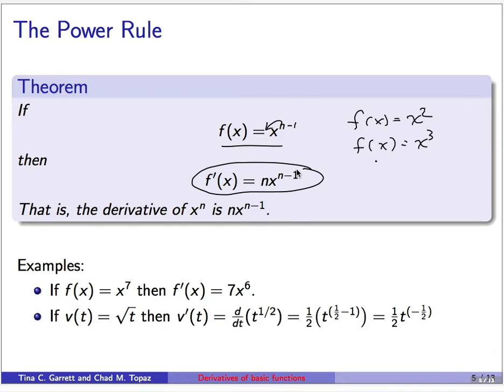So if we look at a couple examples, if f of x is x to the 7th, then how do we compute the derivative? We just pull that 7 down in front, we subtract 1 from 7 and get 6, and we find that f prime of x is 7 times x to the 6th.